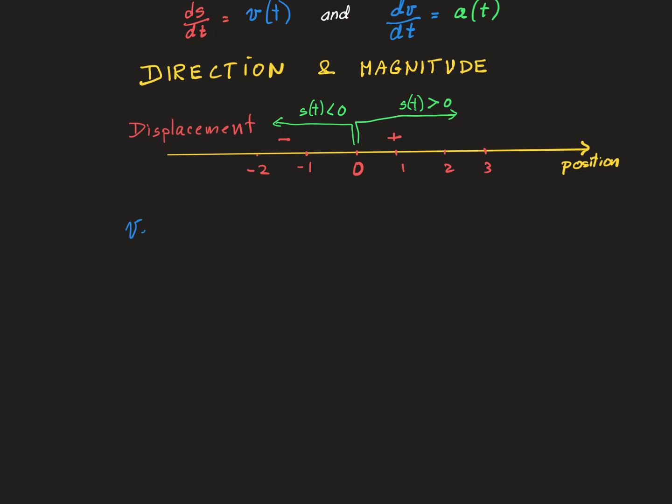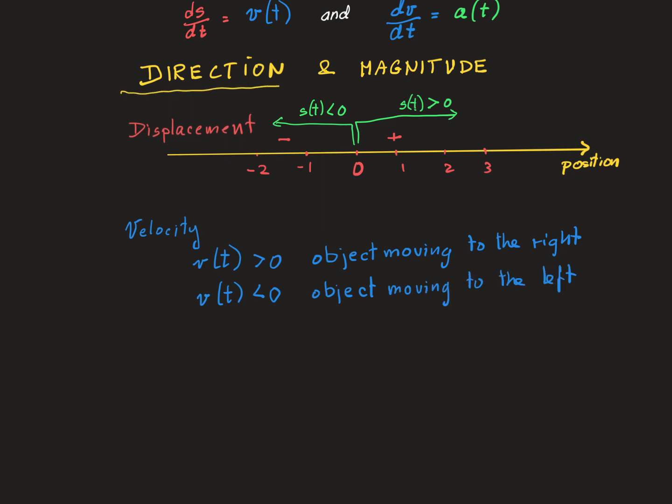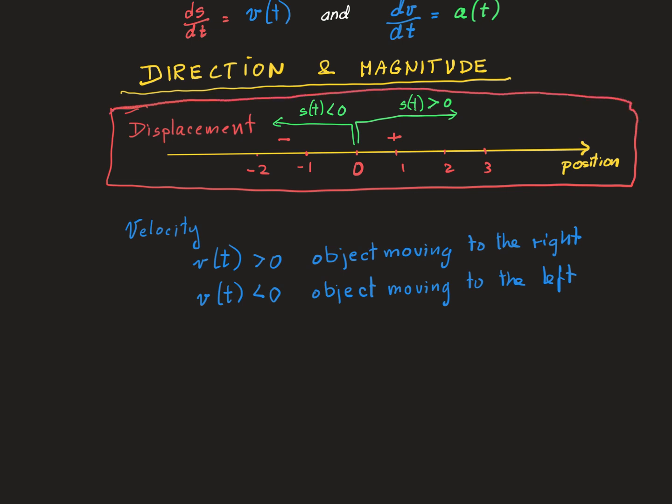So our velocity also has magnitude and direction. When we describe velocity, we'll say that if the velocity function is greater than 0, then the object is moving to the right. And when the velocity function is less than 0, then the object is moving to the left. Okay, so we've described the direction and the magnitude of displacement, and we also described the direction and magnitude of its velocity.